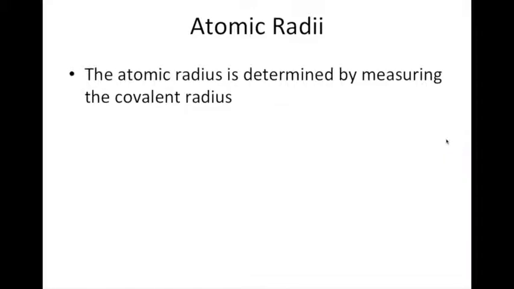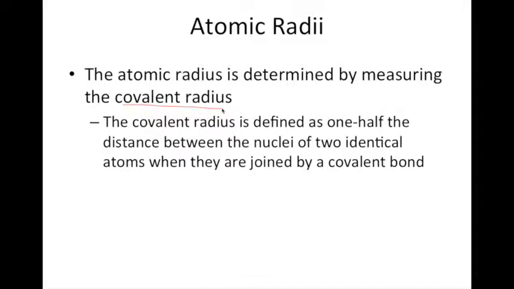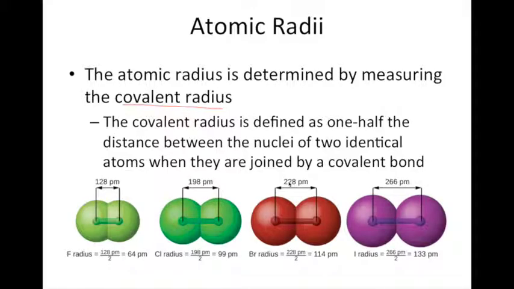So in order to measure the atomic radius, we measure what is called the covalent radius. The covalent radius is defined as 1/2 the distance between the nuclei of two identical atoms when bonded by a covalent bond. So let's look at a couple of examples.